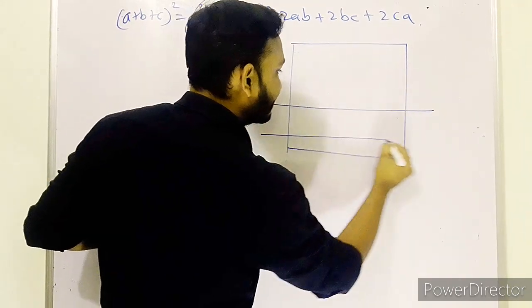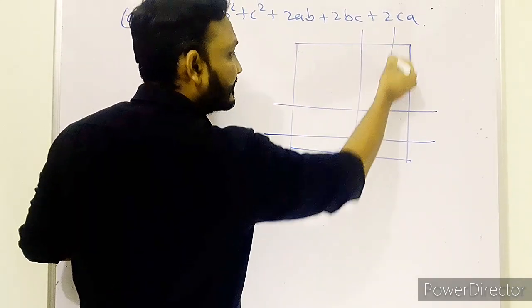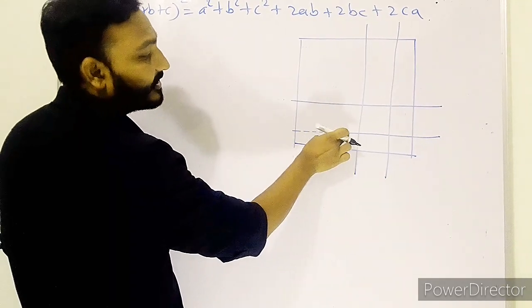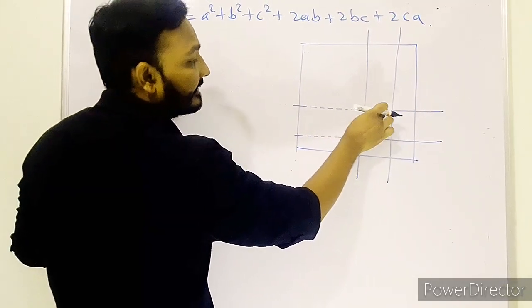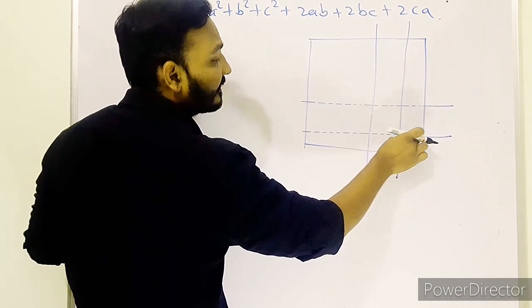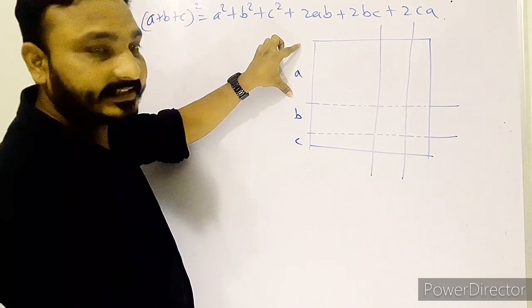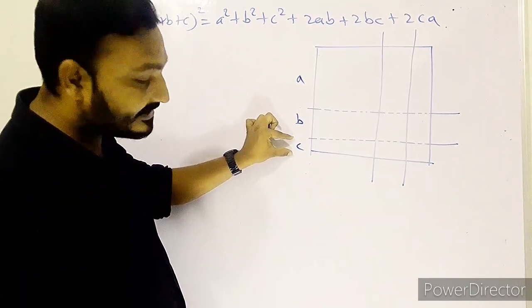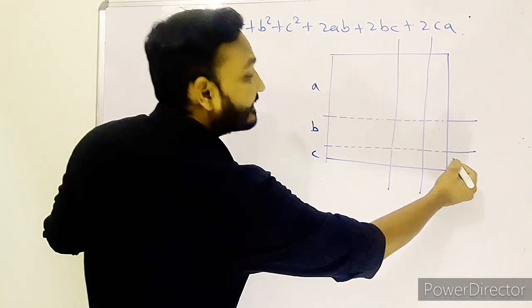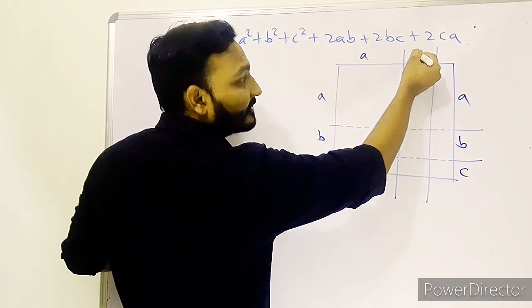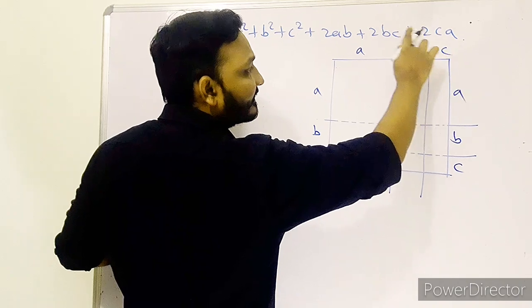these 2 lines, here also with these 2 lines. Okay, these 2 lines you just show by dotted line. These lines are dotted lines, A, B, C. This length is A, this length is B, and this smallest unit is C. This one is C, B, A. Here also A. This one is B, this one is C.